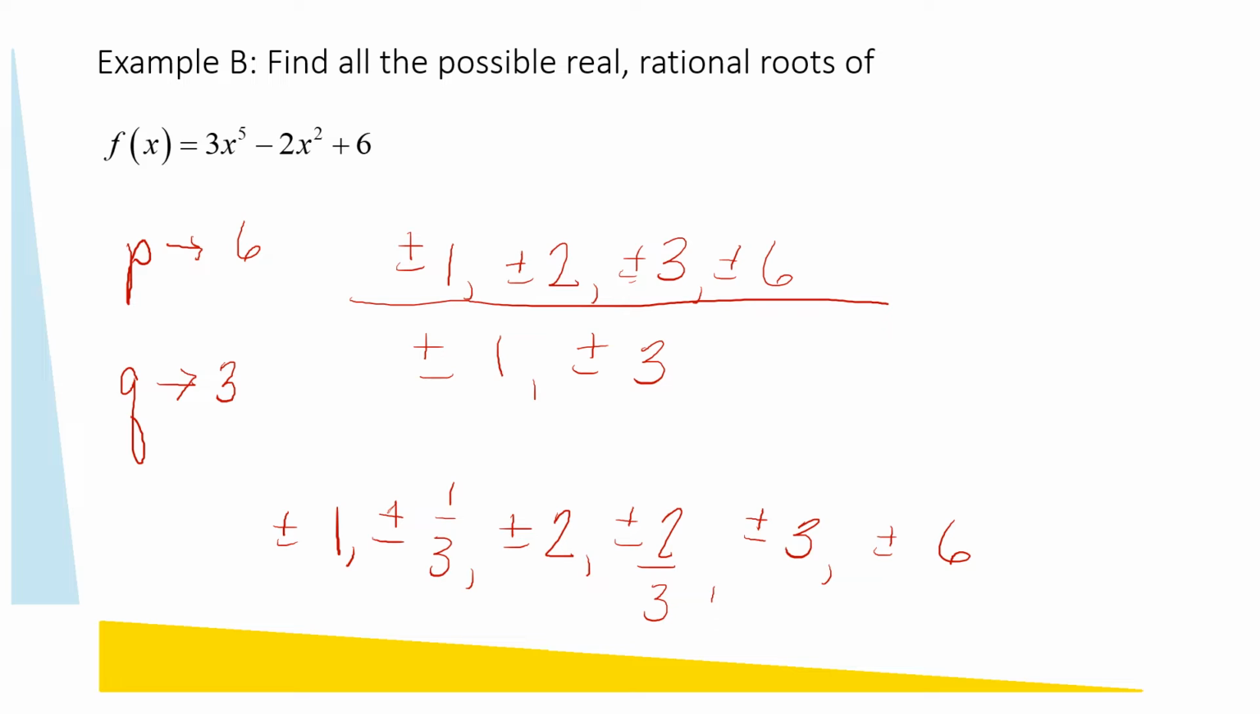So p was 6, and we listed all the factors of 6 in the numerator, and q is 3, so we listed all the factors of 3 in the denominator. When you take the numerator divided by the denominator, you're going to get positive and negative of the following: 1, 1/3, 2, 2/3, 3, and 6. Now, 1 is 1 over 1, and it's also 3 over 3. Notice I didn't list it twice. You don't need to do that.